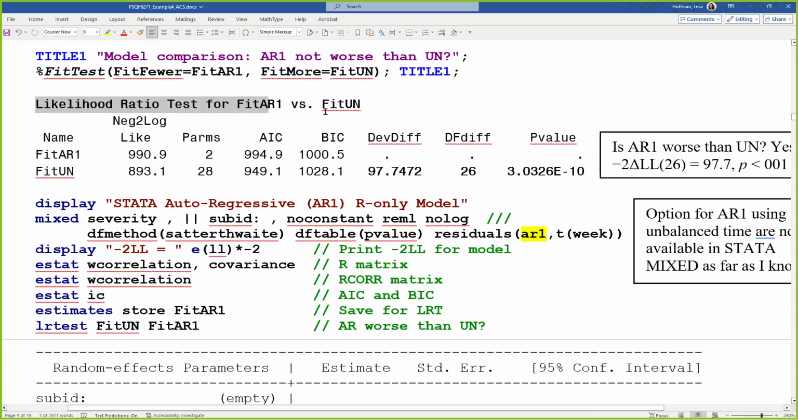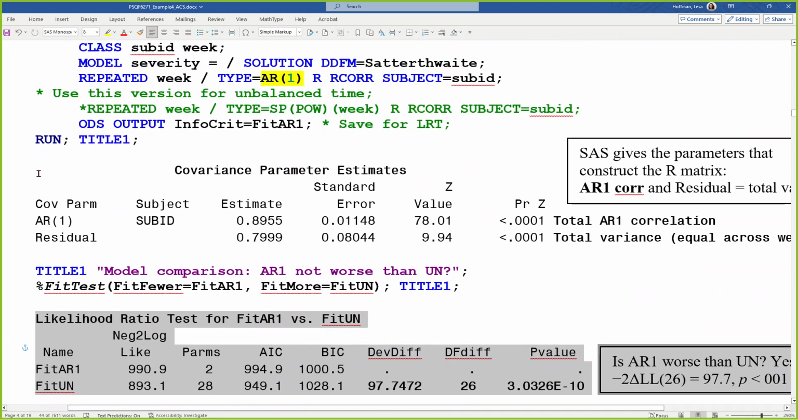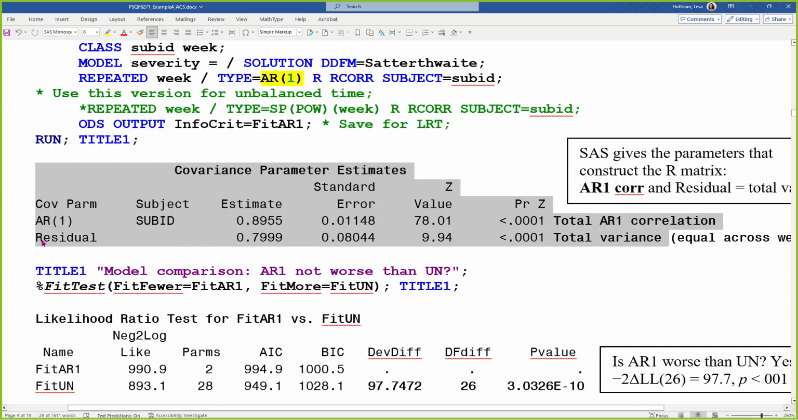So SAS output gives me the ingredients. The other ones do not. Hang on, where did it go? Here they are. So I get something that is labeled AR1, 0.8955. That's the R that gets squared and cubed and fourthed and fifth.